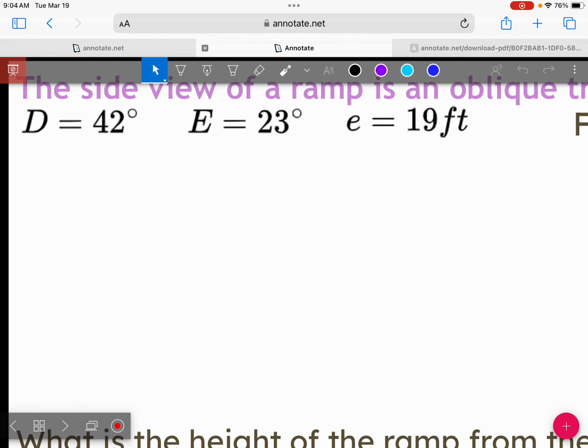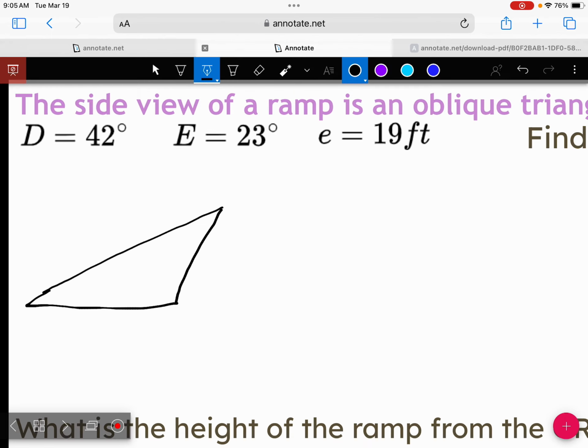So what I'm going to do is start with drawing a ramp. We're going to have a ramp, and they tell us that it's an oblique triangle. So we're going to draw ourselves a non-right triangle that looks kind of like this. I'm so good at lines, y'all. It's so pretty, but it gets the point. I'm going to label this one D, label this one E, and I'm going to label this one F.